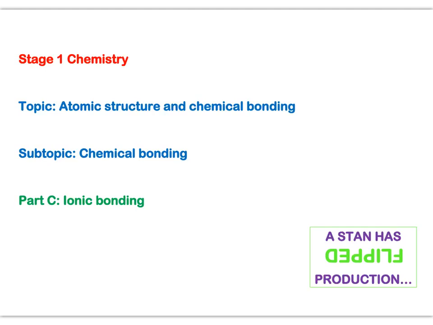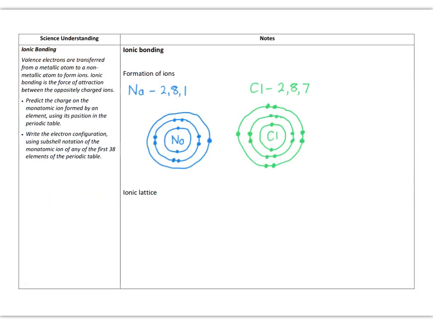Okay, for the third of our series looking at chemical bonding, we will look at ionic bonding. Ionic bonding happens between metal and non-metal atoms. I've picked an example here using sodium and chlorine. And once again, the key thing is things having a full or empty outer shell.